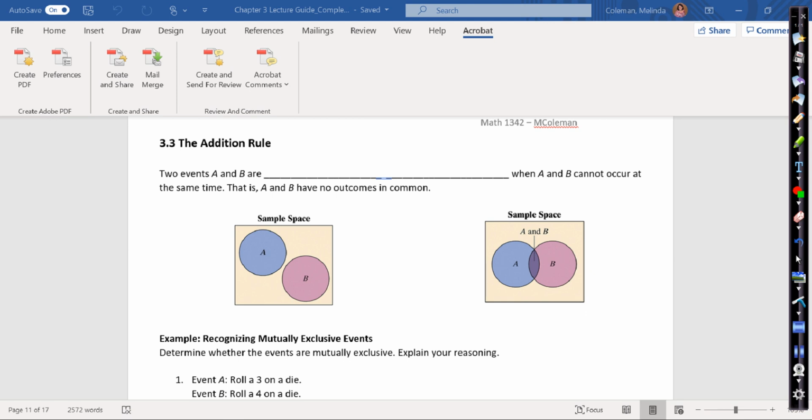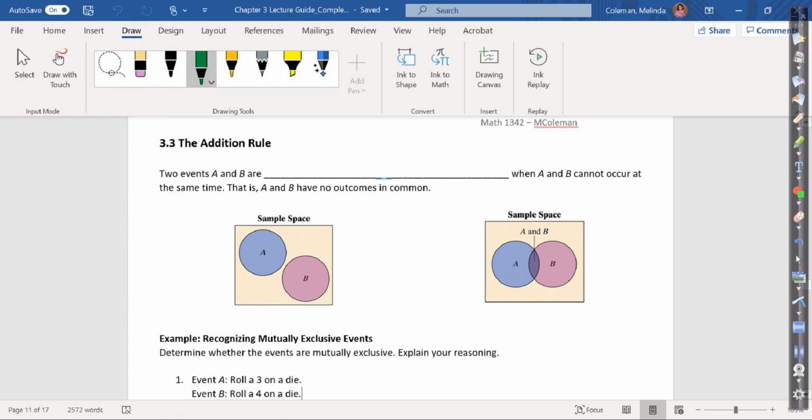Okay, we're still in chapter 3. This section is going to talk about the addition rule. So it says two events A and B are mutually exclusive when A and B cannot occur at the same time. That is, A and B have no outcomes in common.